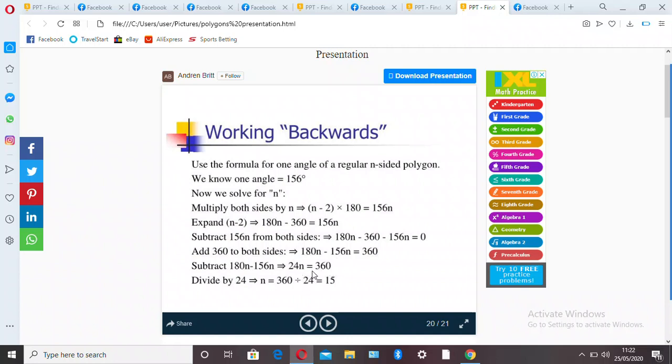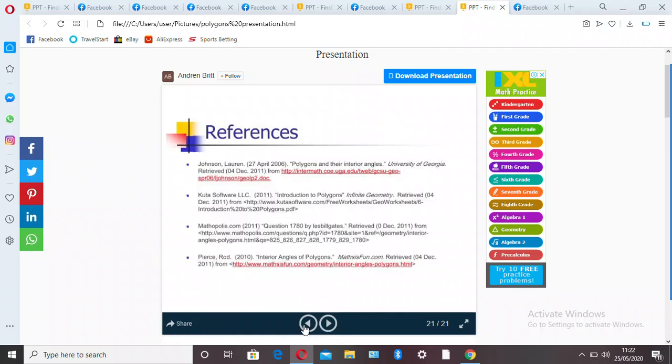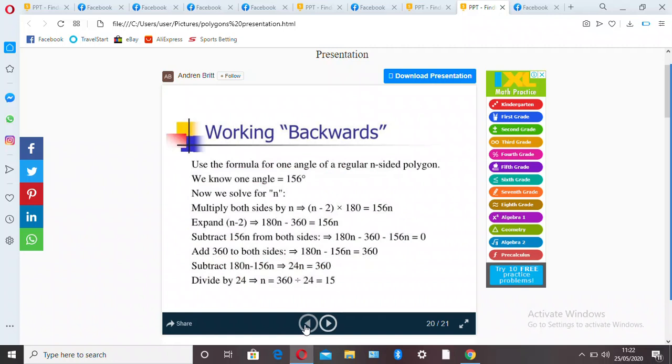We're dividing both sides by 24 so that I can knock off the 24. I want my n to stand alone because I'm looking for n. n is equal to what? 360 divided by 24, which will give me 15. That means the polygon contains 15 sides. That polygon has 15 sides.